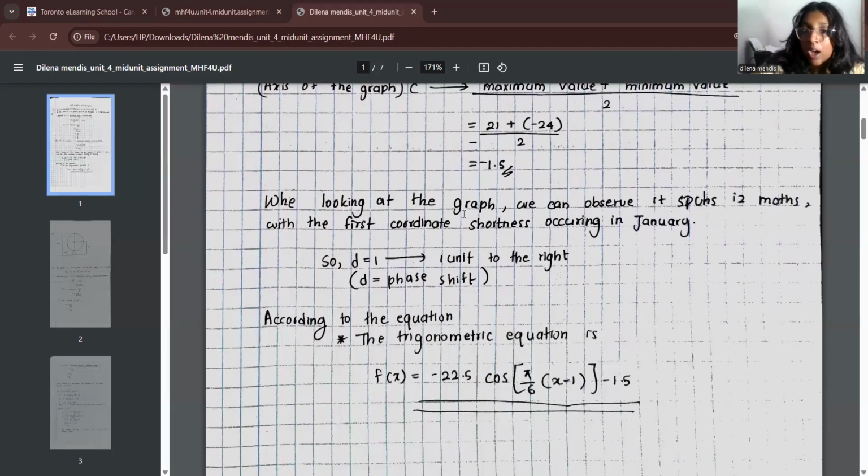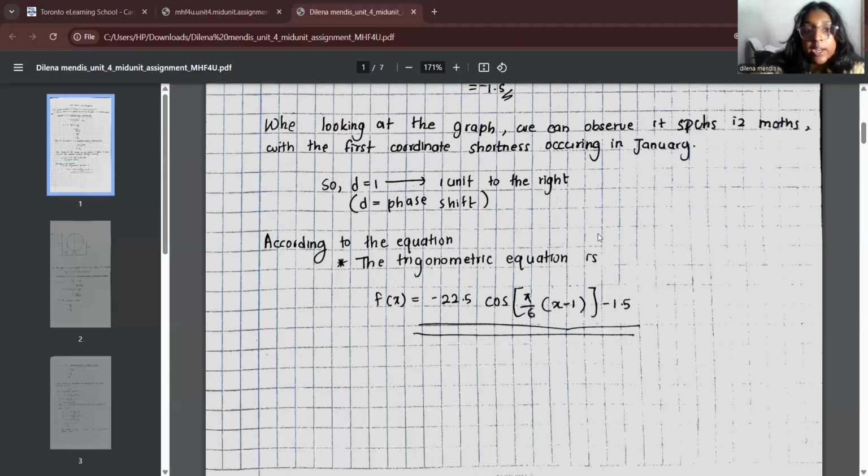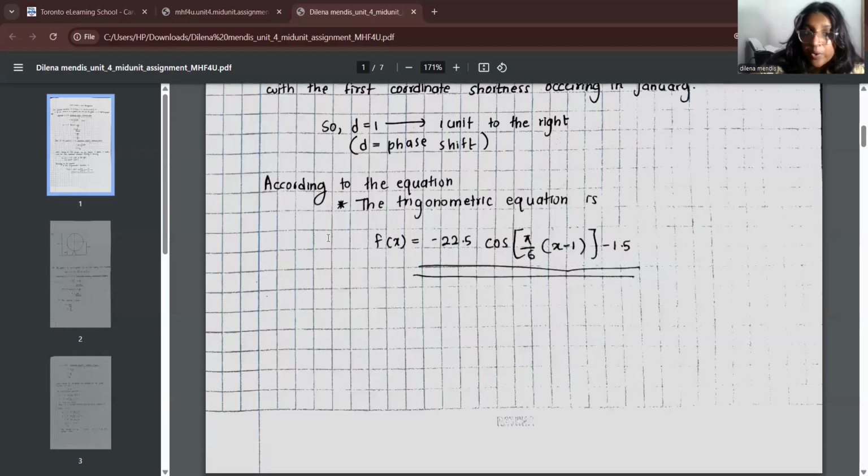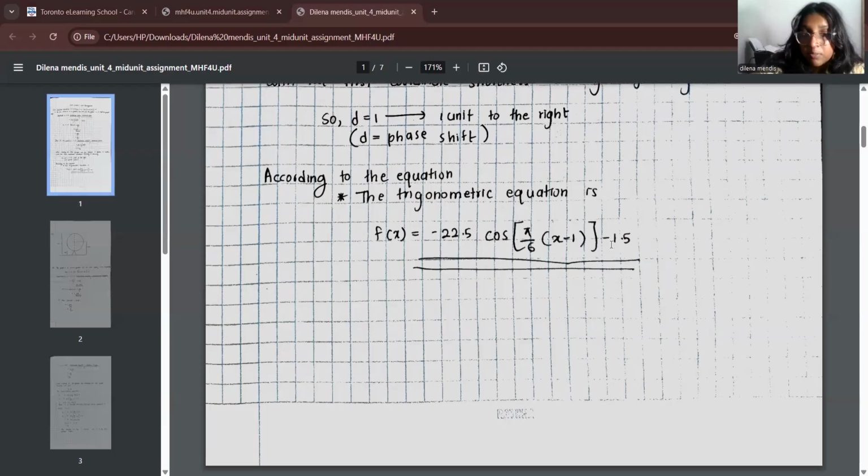When looking at the graph, we can observe it spans 12 months with the first coordinate shortness occurring in January. So d equals 1, 1 unit to the right. d equals the phase shift. According to the equation, the trigonometric equation is f(x) = -22.5 cos(pi/6 (x - 1)) - 1.5.